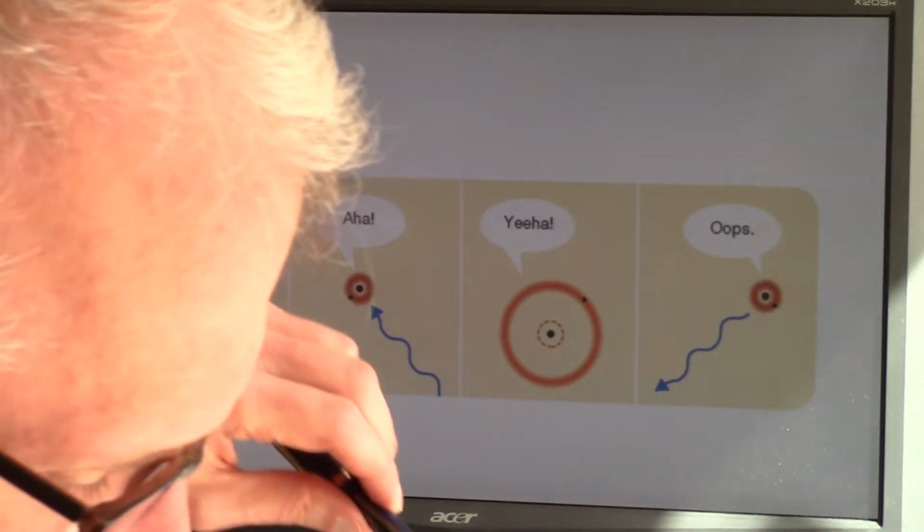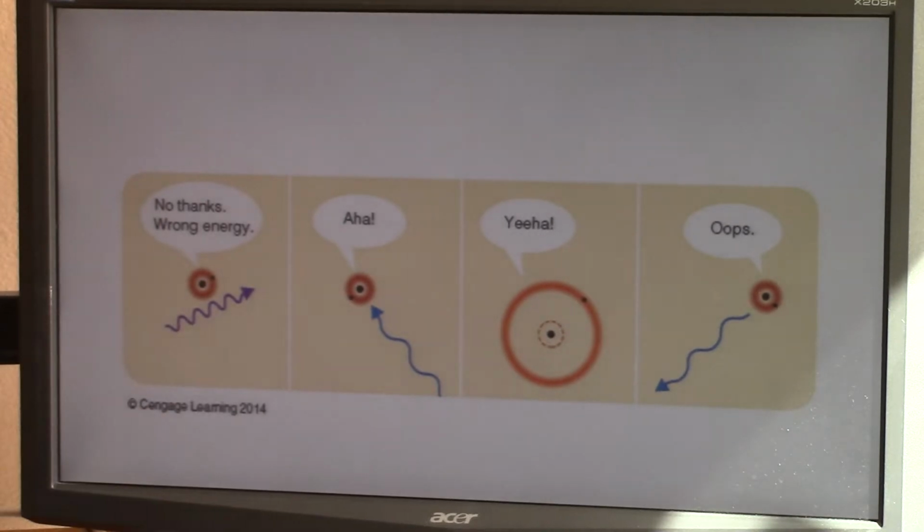So let me check the camera. It behooves me to check the camera for our own good. All right.